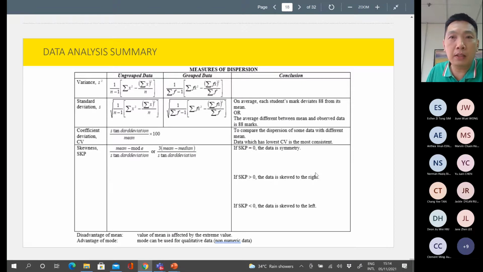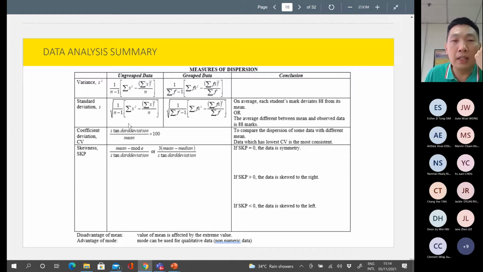Okay, then for the dispersion measurements, you must also know how to calculate the standard deviation, for ungrouped and also group data. For the ungrouped data, we need to have X and also X squared. When you want to calculate the standard deviation for ungrouped data, you need to get ready the columns. So you need an X column and also an X squared column. Then you get the total value of X and also the total value of X squared. Substitute the numbers into here.